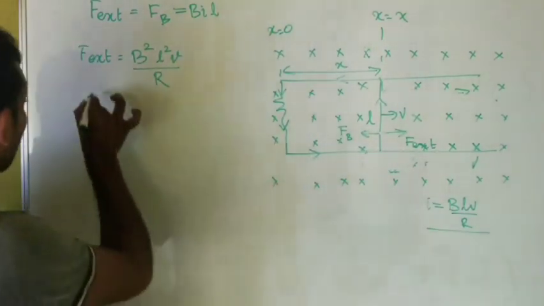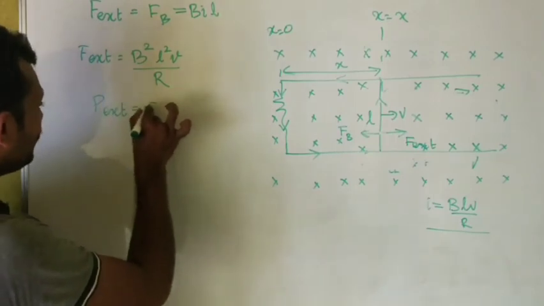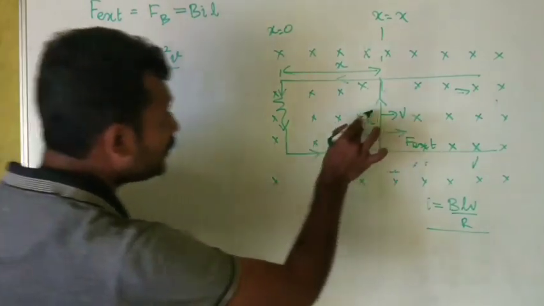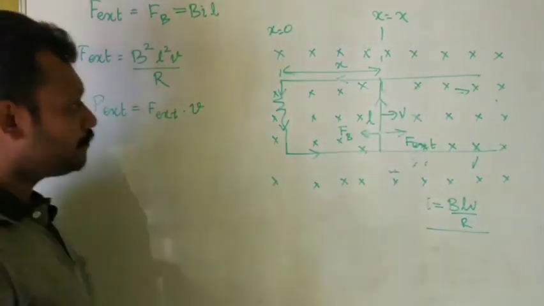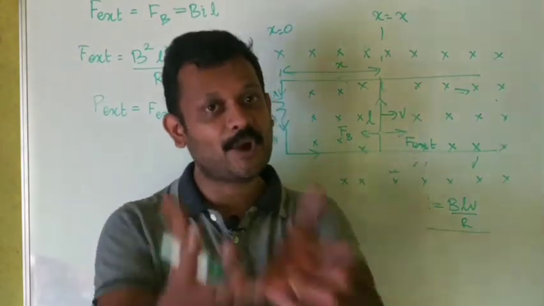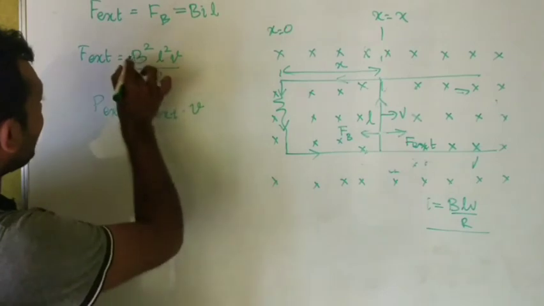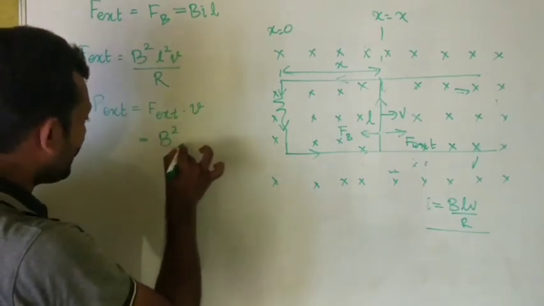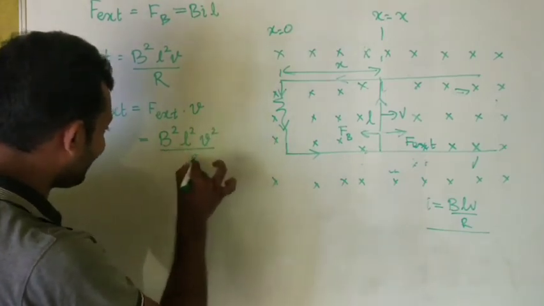Now what is the power of the external agency? Power exerted by the external agency. This is the direction of F external. This is the direction of velocity. Power is F external into V, because both are acting in the same direction, so the angle between them is zero. Now F external is B square L square V divided by R, so this will be equal to B square L square V square divided by R.